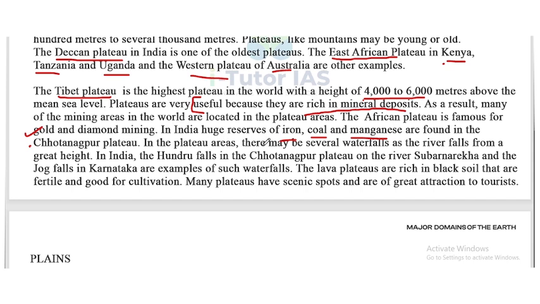In the plateau areas, there may be several waterfalls as the river falls from a great height. So in these plateau areas, there are several waterfalls also. In India, the Hundru Falls in the Chota Nagpur Plateau on the river Subarnarekha and the Jog Falls in Karnataka are examples of such waterfalls.